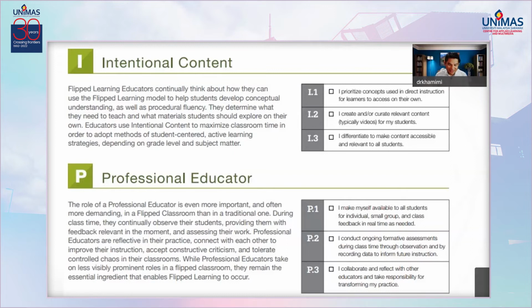Exactly. Because we need to connect with each other to improve our instruction, accept constructive criticism. We ask our students to give some kind of critique, and tolerate controlled chaos in the classroom. Chaos means challenges, like no internet, low bandwidth, sending their work after the deadline. While professional educators take on less visible, prominent roles in a flipped classroom, they remain the essential ingredient that enables flipped learning to occur. So the challenge is that I make myself available to our students.